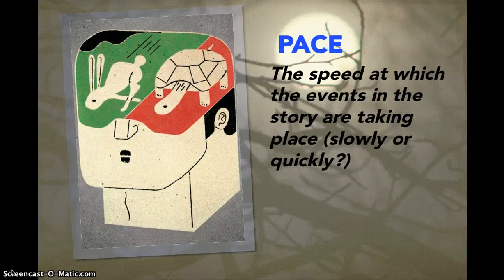And lastly, we have pace, the speed at which the events in the story are taking place, slowly or quickly. If it's slow, it's building suspense, building up to what's going to happen, and then sometimes it moves real quick when it's moving towards the action. So the pacing of a story can really add to the suspense.